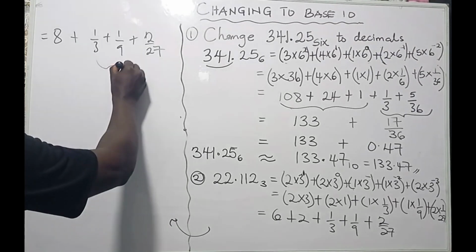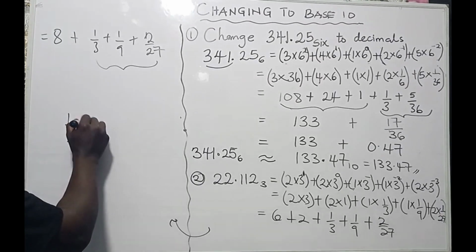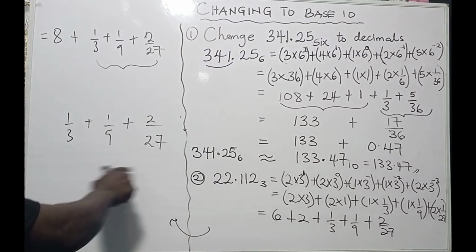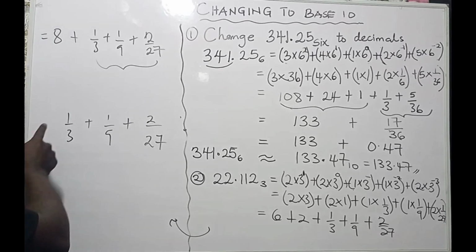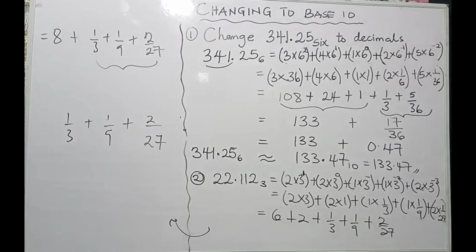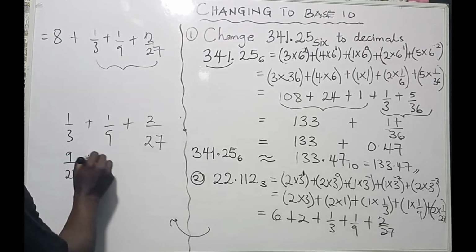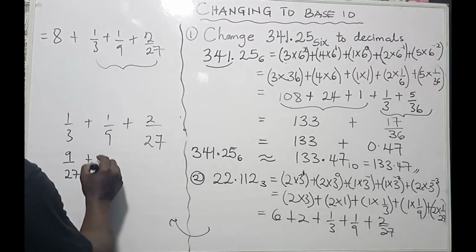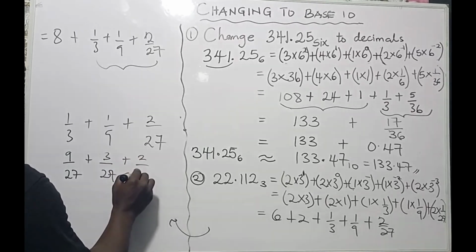Now with the fractional part, we want to add them. We have 1 over 3 plus 1 over 9 plus 2 over 27. We want all of them to have the same denominator. To make this denominator 27, we have to multiply both the top and bottom by 9. So multiplying by 9, we have 9 over 27. Plus, how do you make 9 into 27? You have to multiply by 3. So we do so for both the numerator and the denominator. So we have 3 over 9 times 3, which is 27, plus 2 over 27.